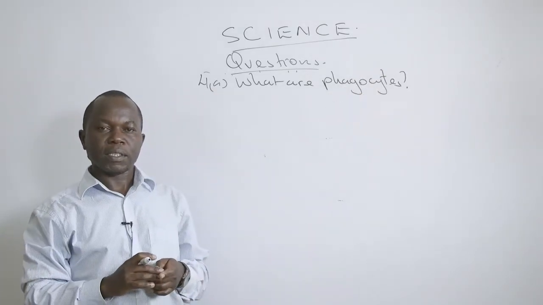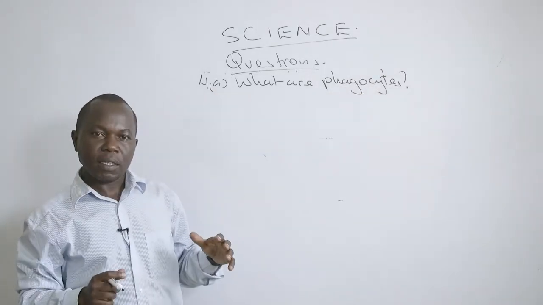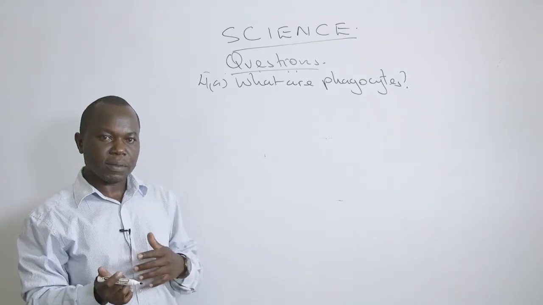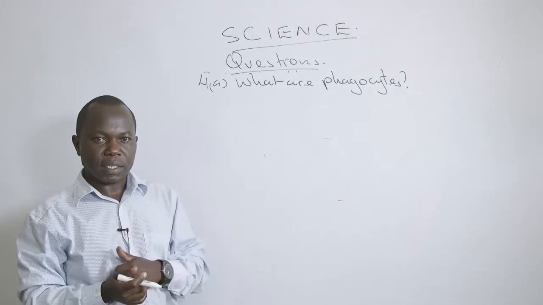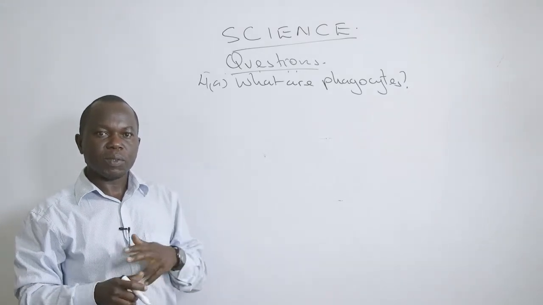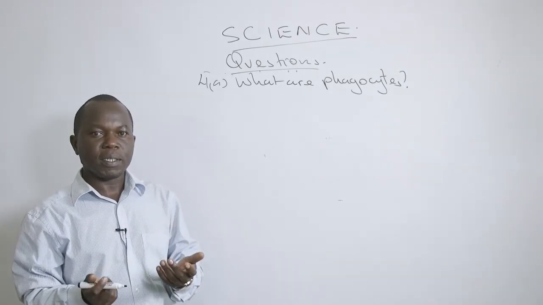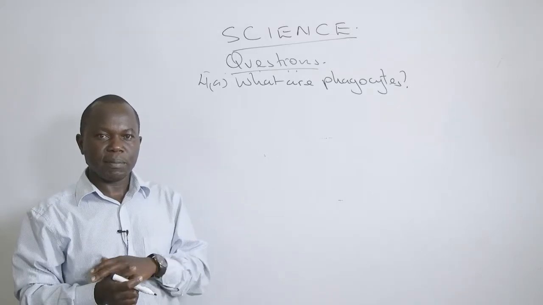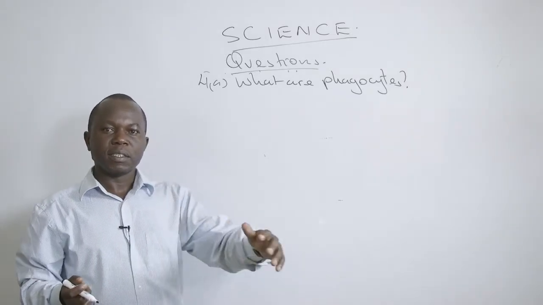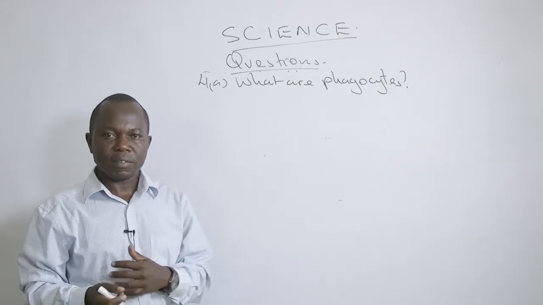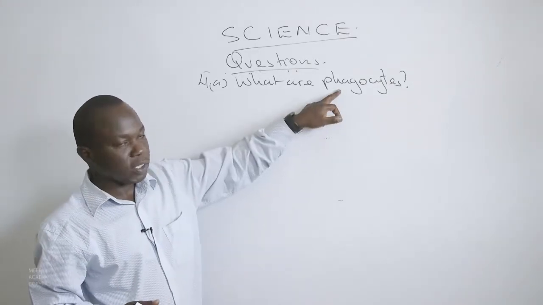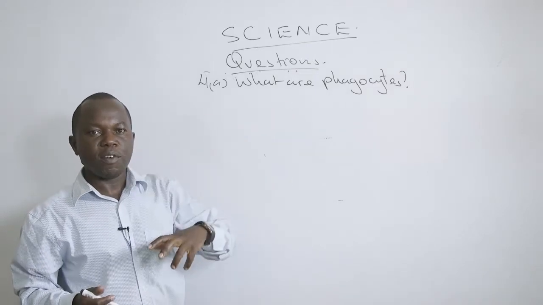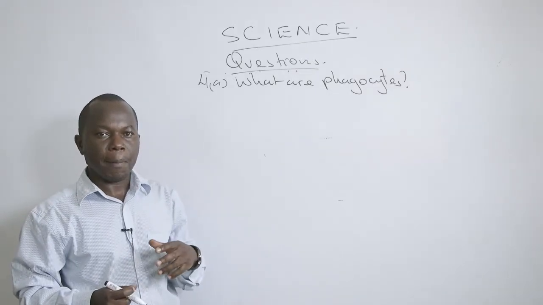What are phagocytes? Now, for you to answer this question, you'll have to find out what they are. We know that they are cells. But what do they make up? They are a component of blood. Blood is made up of blood cells, the plasma, and several other structures. But phagocytes are a type of white blood cell.